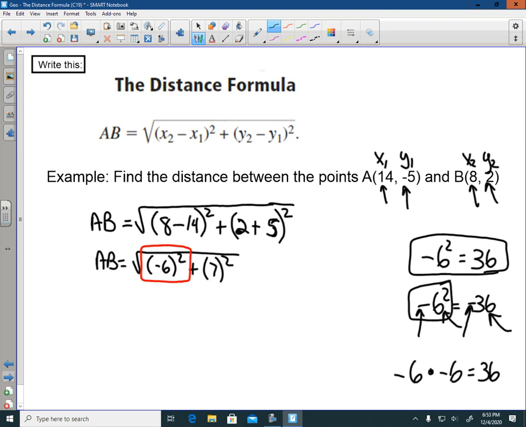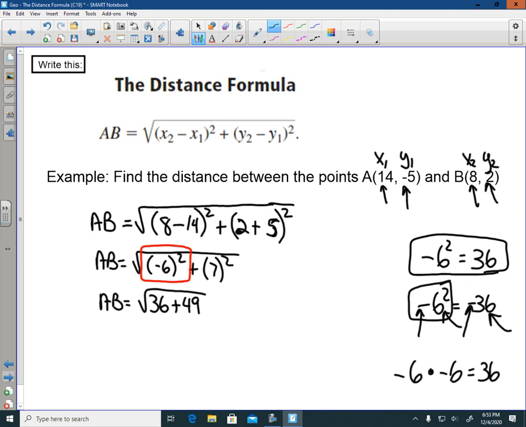Now that's exactly why I leave the parentheses, because it reminds me that I am squaring not only the 6, but also that negative. And so AB is going to equal the square root of 36, not negative 36, plus 7 squared, which is 49. And the parentheses aren't super useful around positive numbers, but I just try to be consistent. I mean, math is all about those little pitfalls, and if you can figure out a way for you to remember how to not fall into the pitfalls, it can be very helpful.